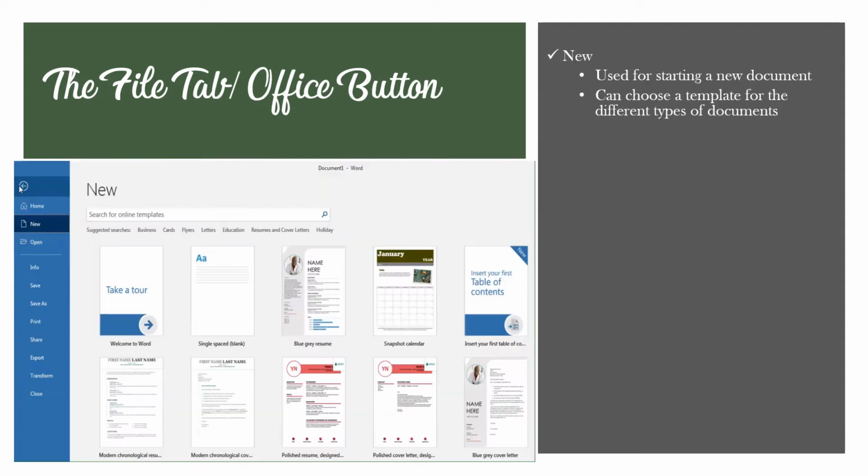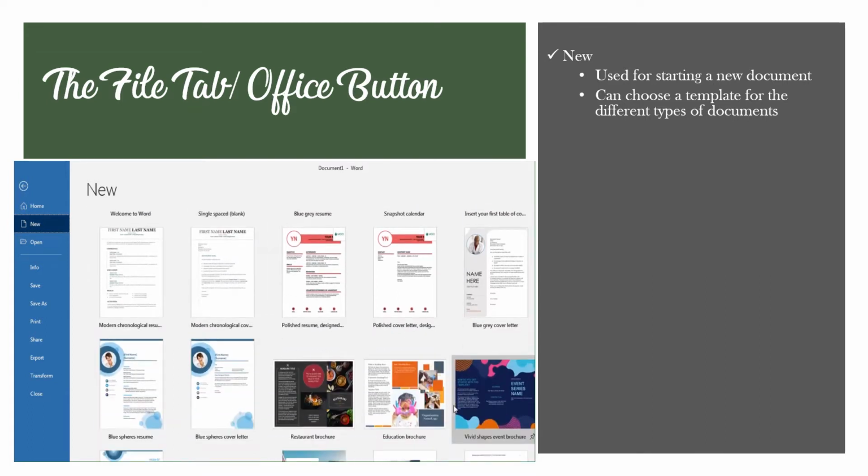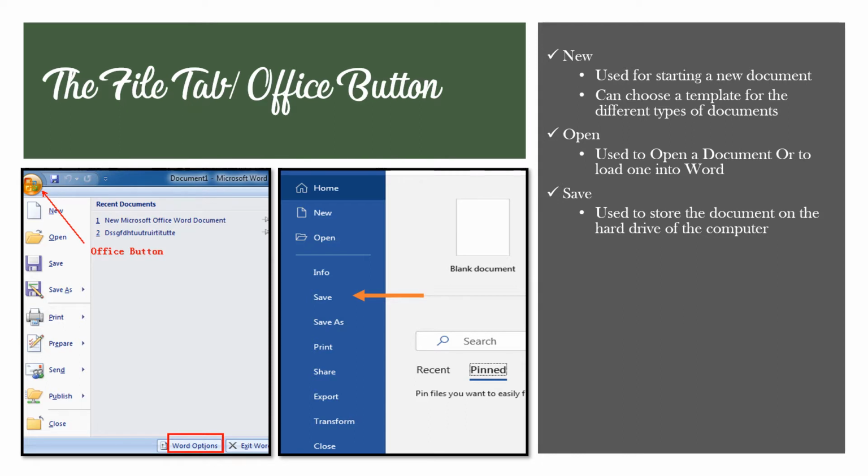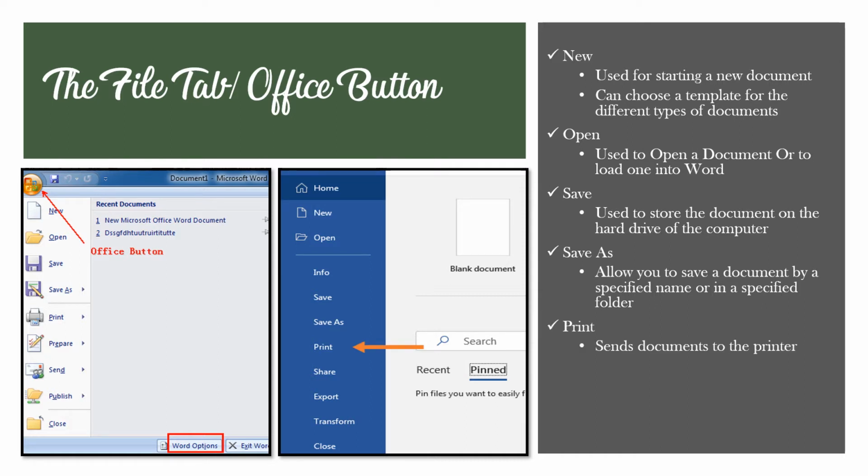One such option is the option to create a new document. If you notice, you could either create a blank document or there are templates from which you can choose. Aside from being able to create a new document, you can also open a document or load one into Word. You can also save, which is used to store the document on the hard drive of the computer, or another similar option is Save As. Now Save As differs from Save in that it allows you to save the document by a specific name or in a specific folder. You can also print your document from this view, or you can export your document.